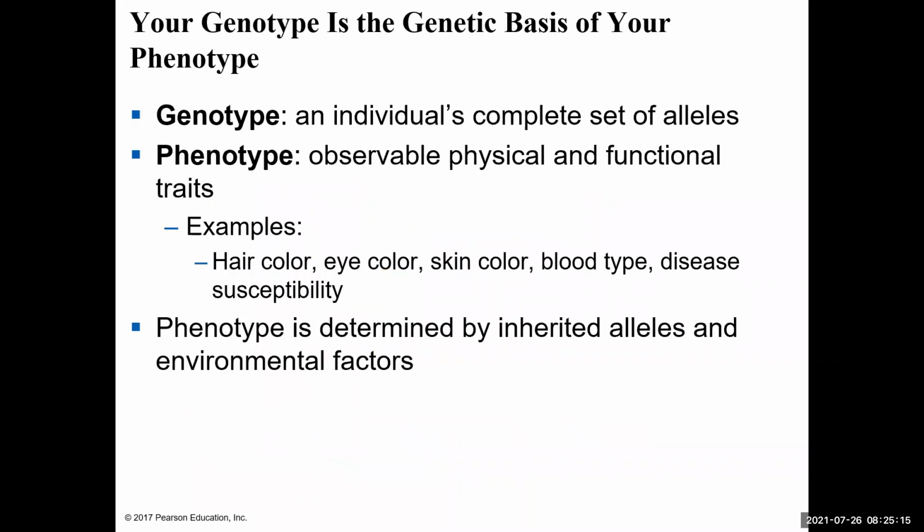Now, like we mentioned, the genotype is basically your set of alleles. For example, you could have two alleles for brown hair, or an allele for brown hair and an allele for blonde hair, or two alleles for blonde hair. This would be your genotype. These are homozygous because they are the same, and this one is heterozygous because they are different. The genotype determines what your phenotype is.